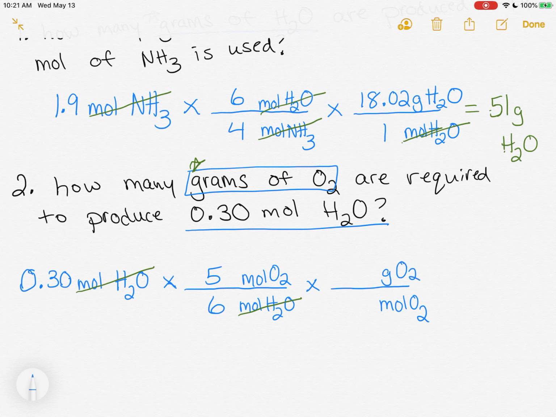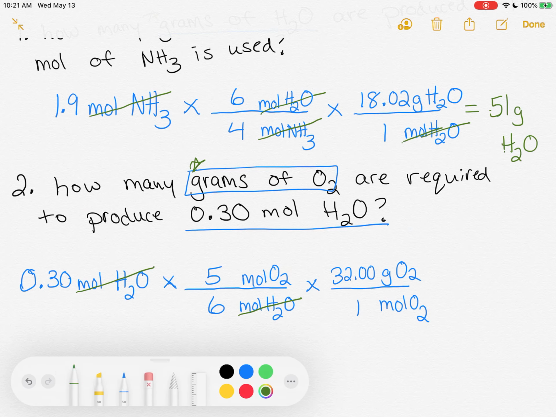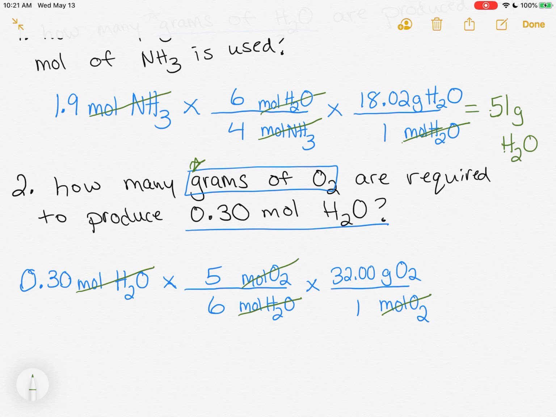So we want to keep going with another conversion factor. So in this conversion factor, we want to get rid of our moles of O2. So we want grams of O2. Okay, so 1 mole of O2 is our 32.00 grams. And that's just our molar mass. And so that's going to allow us to cancel out our moles of O2, and we'll be left with our grams of O2. So when we do the math there, we're doing our 0.3, multiply by 5, divide by 6, and then multiply by 32. So we're getting 8.0 grams of O2.